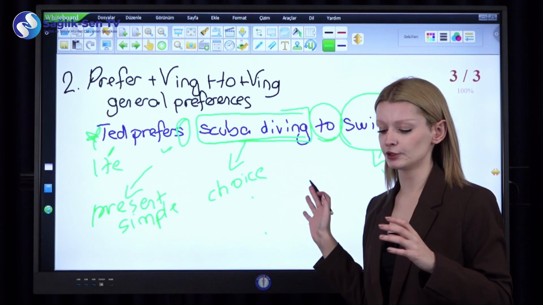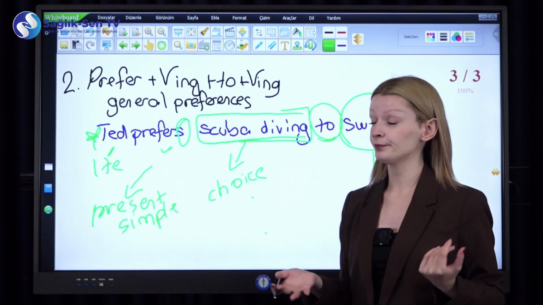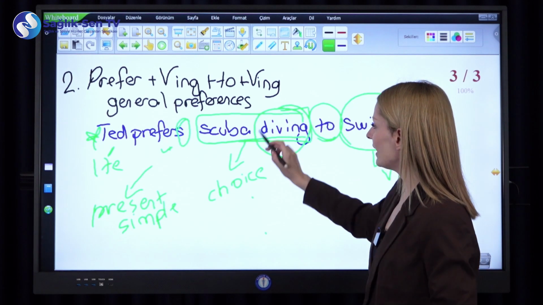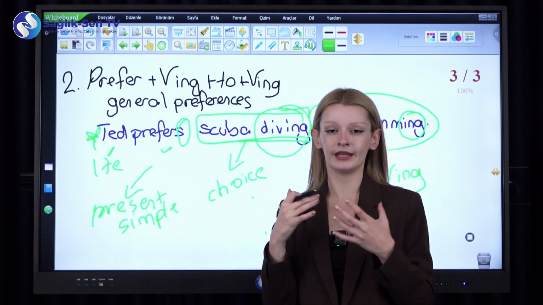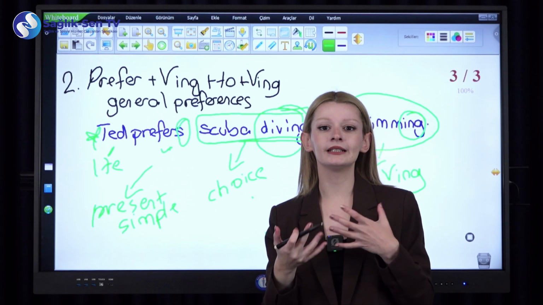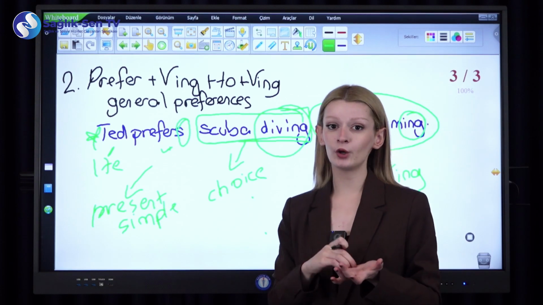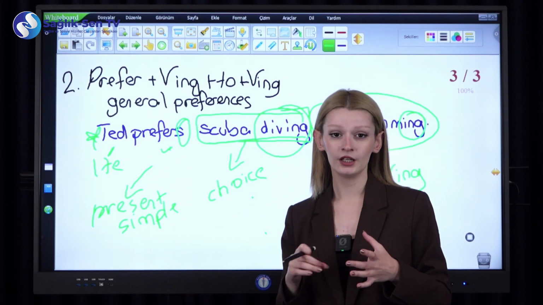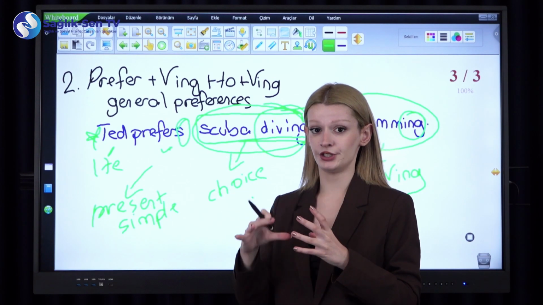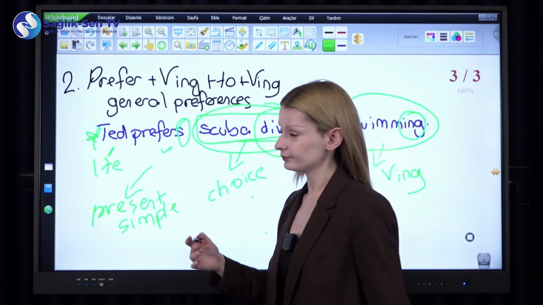Actually, this is pretty similar to our first usage when we use prefer before a noun, because in our last example, I said that making a verb ing form is basically making it a noun. We also have that in Turkish. But the important thing is we don't have a subject, we don't have a full sentence, we just have a verb ing form. And it makes it a noun.